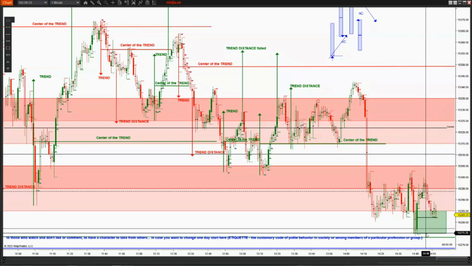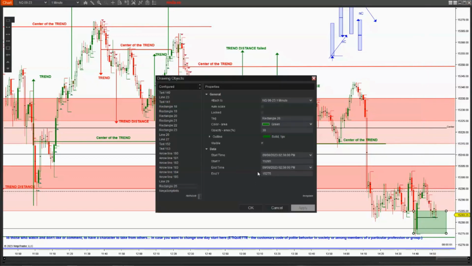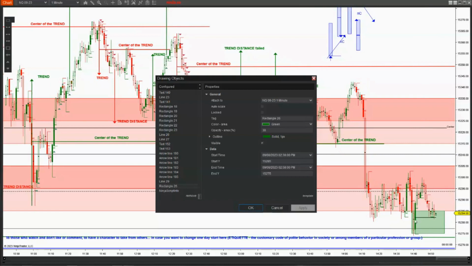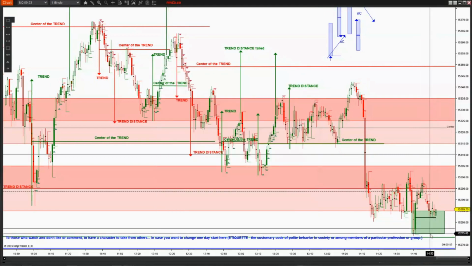We don't want them to go past that 75. Now let me make sure I got that price exact. Okay, 85 to 75. So that would be the hard stop. All right, that 75 would be the hard stop for the move back up.